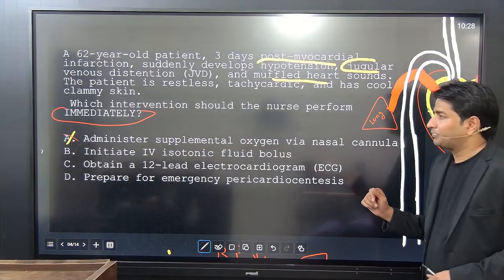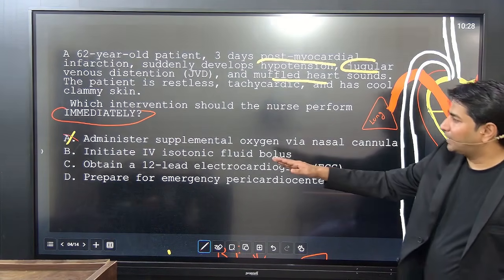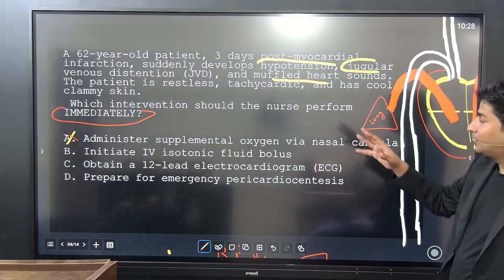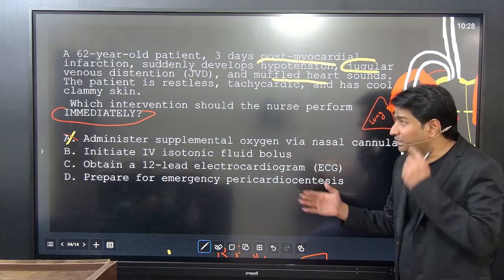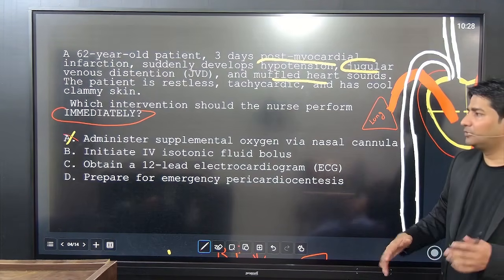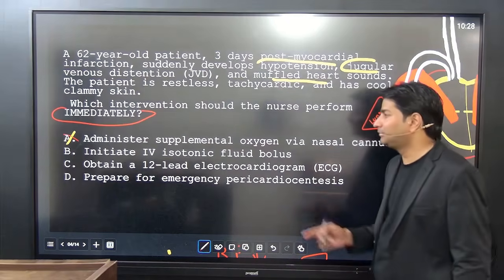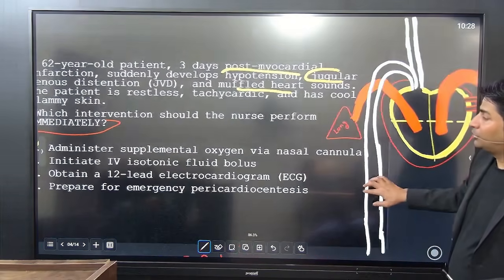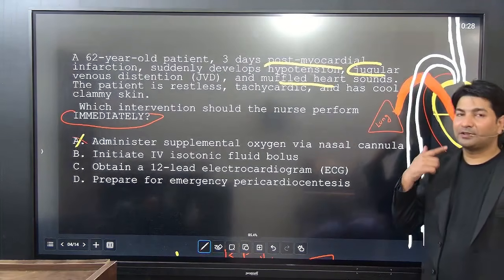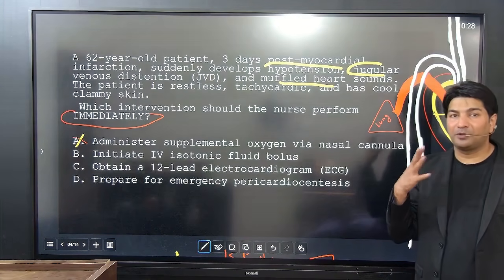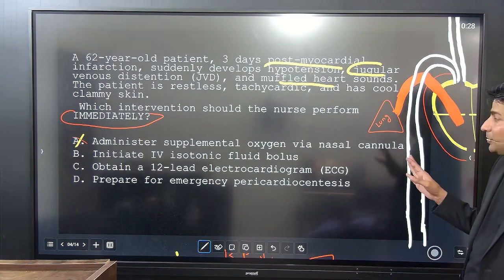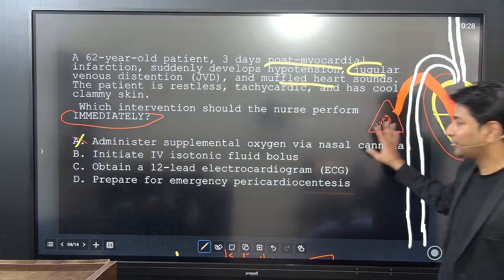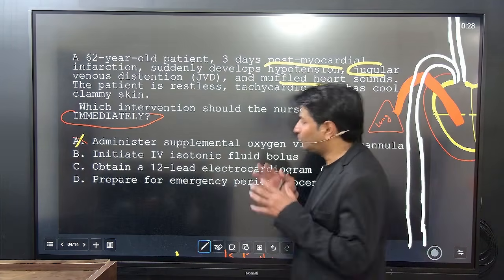Next, look at the second option, an IV isotonic fluid bolus. Now, many students might think that if there's hypotension, we should give fluids to resolve the low blood pressure issue. But if you give more fluids during hypotension when the jugular vein is already distended, you should realize that more fluid won't fix the problem. We'll see why that is in a moment. Now, let's see what's actually happening here.